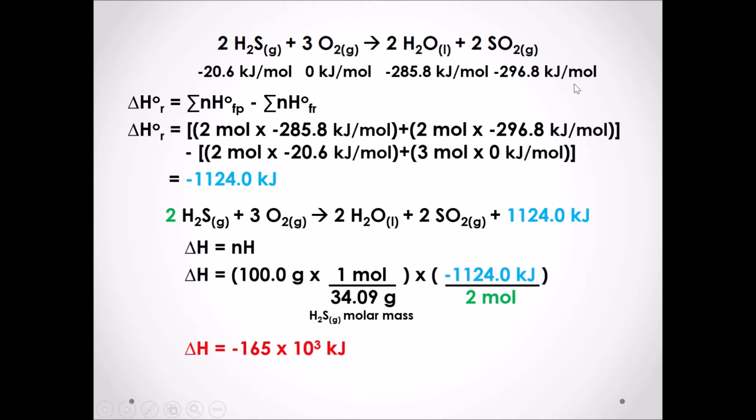If we perform this calculation, we are left with a heat released value of negative 165 times 10 to the third kilojoules.